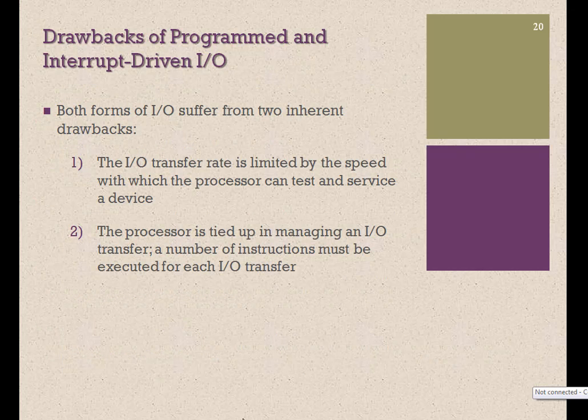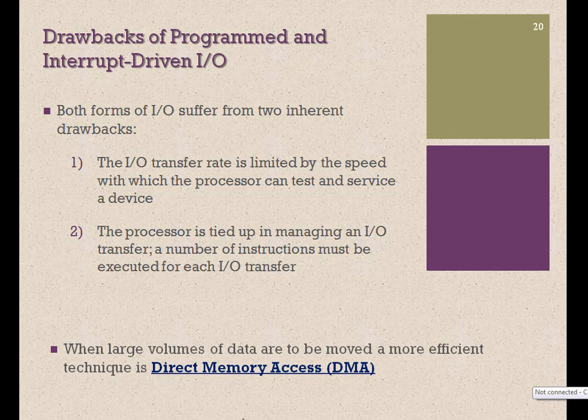Now the drawbacks of program-driven and interrupt-driven IO. Both forms of IO suffer from two inherent drawbacks. The first one is that the IO transfer rate is limited by the speed with which the processor can test and service a device. The second one is that the processor is tied up in managing an IO transfer; a number of instructions must be executed for each IO transfer.